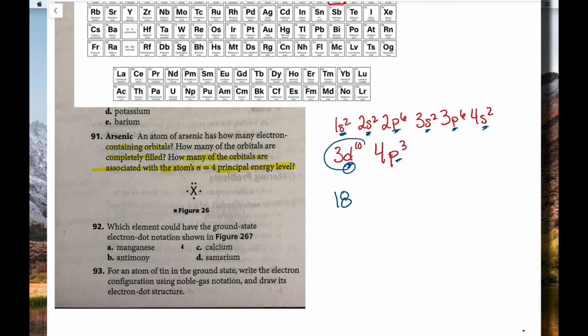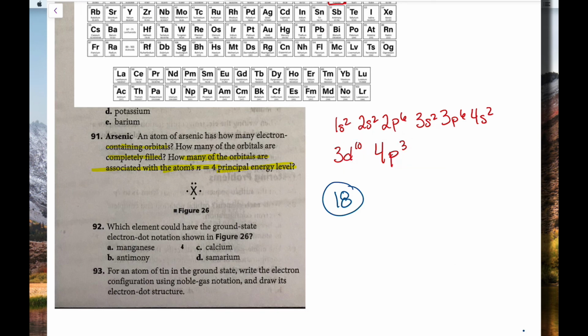Remember that there's 10 electrons in the d, so there's 5 orbitals. And let me write this one out so you can see that there's actually 3. So remember there's 3 orbitals for the p, right? They're all dumbbell shaped, and I have 3 electrons, so that's 1 electron, that's 2, and then that's 3. So that means I have 3 orbitals that are filled. That's what pushes me up to 18. Okay?